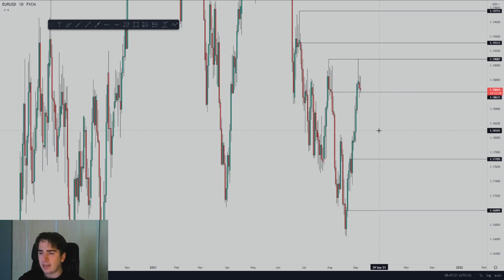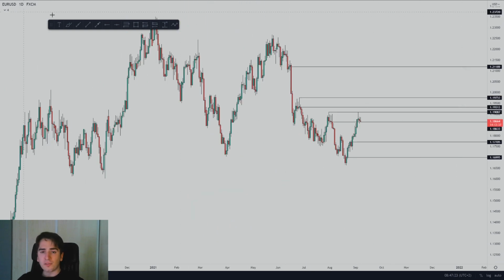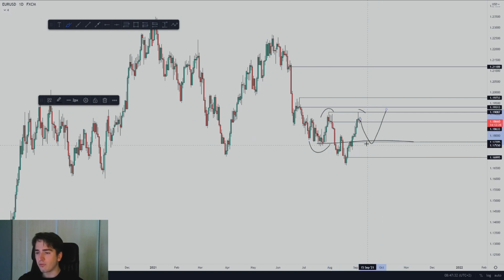Quickly going in towards the daily, beautiful double top over here. So for now, I'm just expecting kind of like a pullback towards this region over here to create this potential inverse head and shoulders before then potentially heading up higher once again.